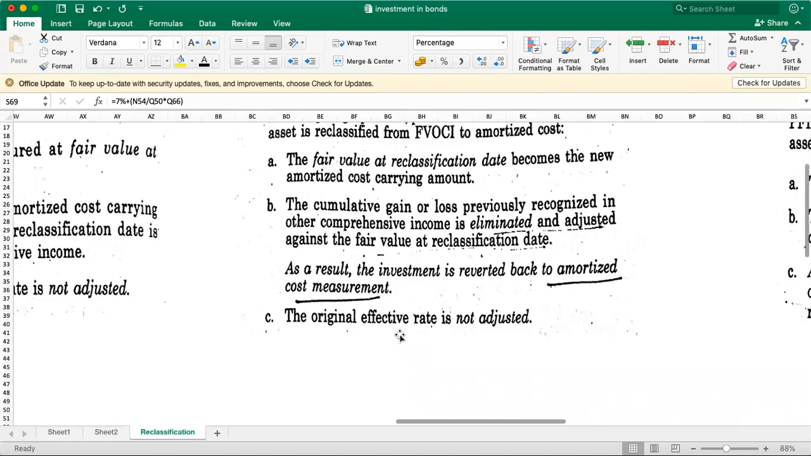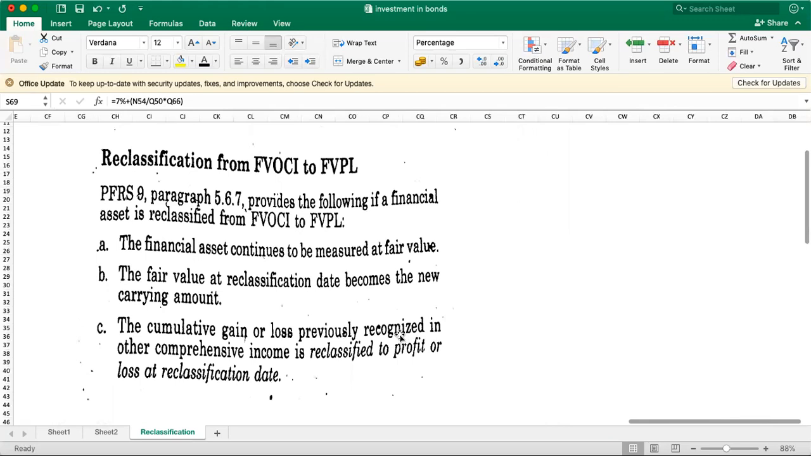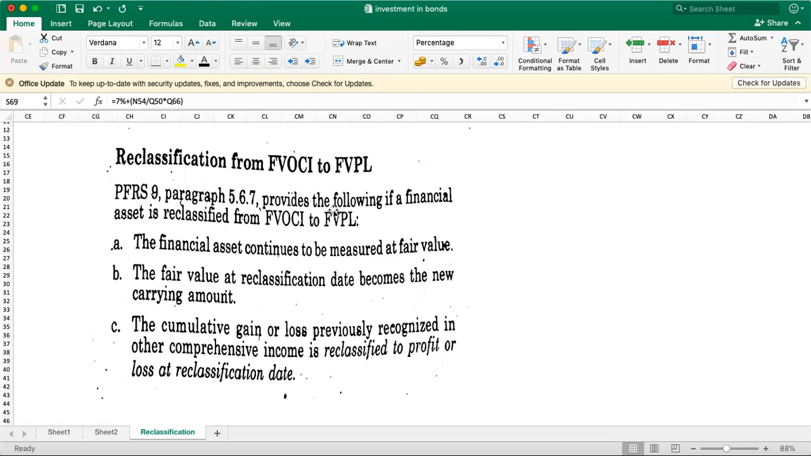It is the last one. So you have reclassification from FVOCI to FVPL. So medyo from complicated to simple because, right, with amortization to without amortization. So, how do we account if this is the case? So, yes, the financial asset continues to be measured at fair value because the subsequent measurement for these two classifications is at fair value. And then the fair value at reclassification date becomes the new carrying amount. Okay, so the fair value under OCI is the fair value at the same time for your FVPL.